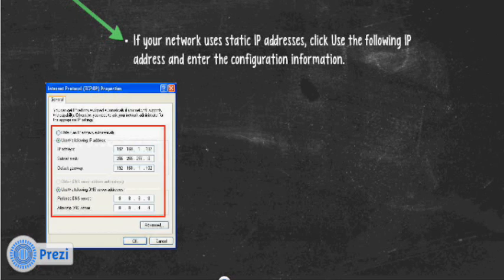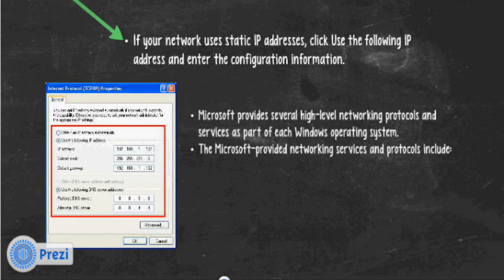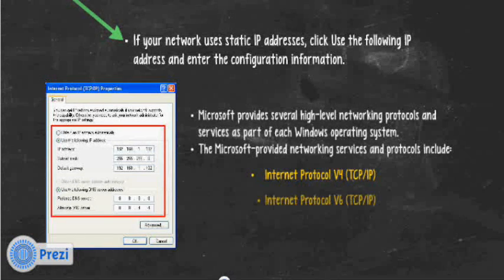Microsoft provides several high-level networking protocols and services as part of each Windows operating system. The Microsoft provided networking services and protocols include Internet Protocol version 4 TCP/IP, Internet Protocol version 6 TCP/IP.